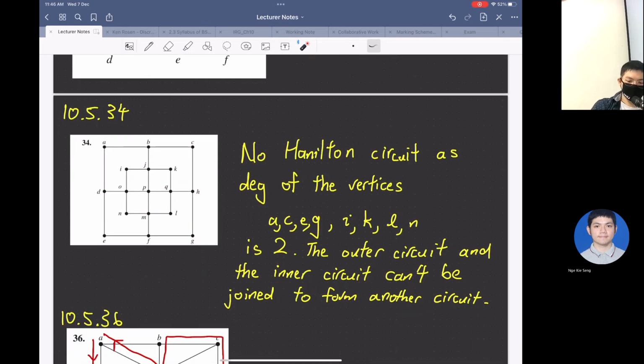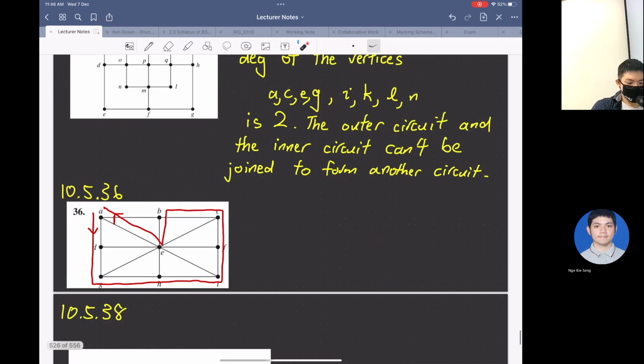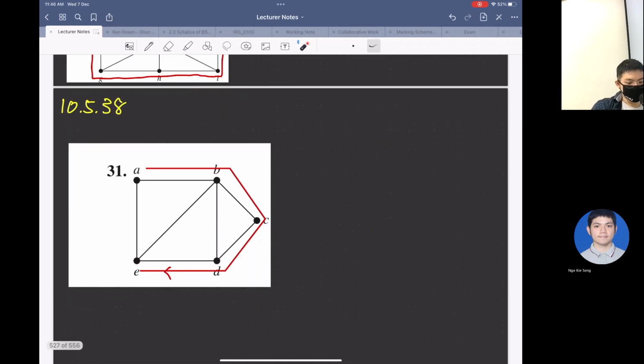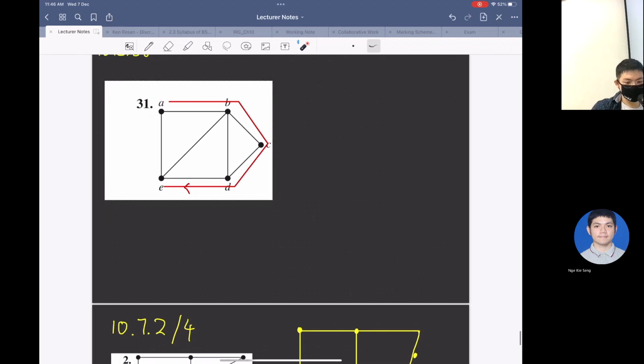10.5.34. No Hamilton circuit. This one is harder. If you have a Hamilton circuit, for those degree 2 vertices, you need to include all their edges, and then you can't avoid passing some of the vertices twice. 10.5.36. You have a Hamilton circuit, just produce one. Similarly for 10.5.38, produce one.